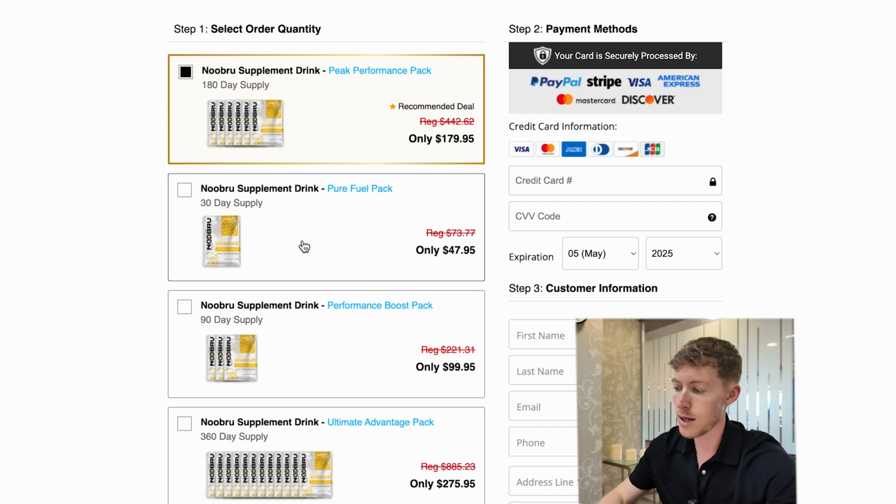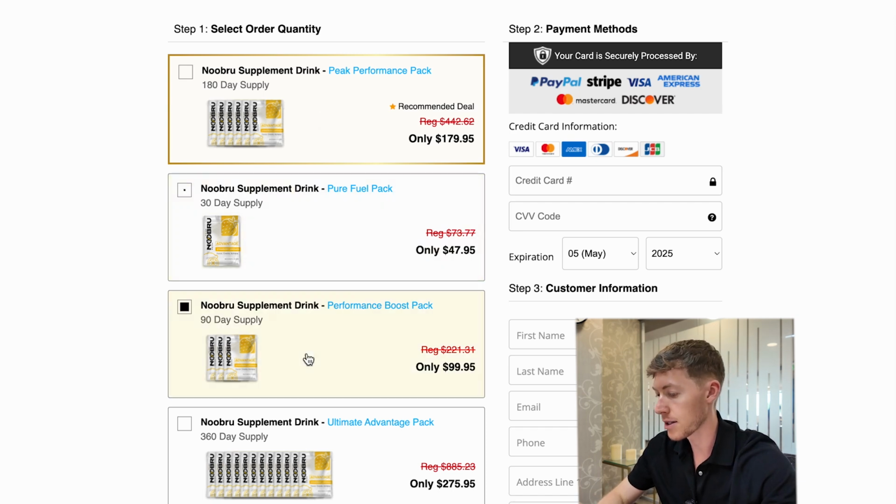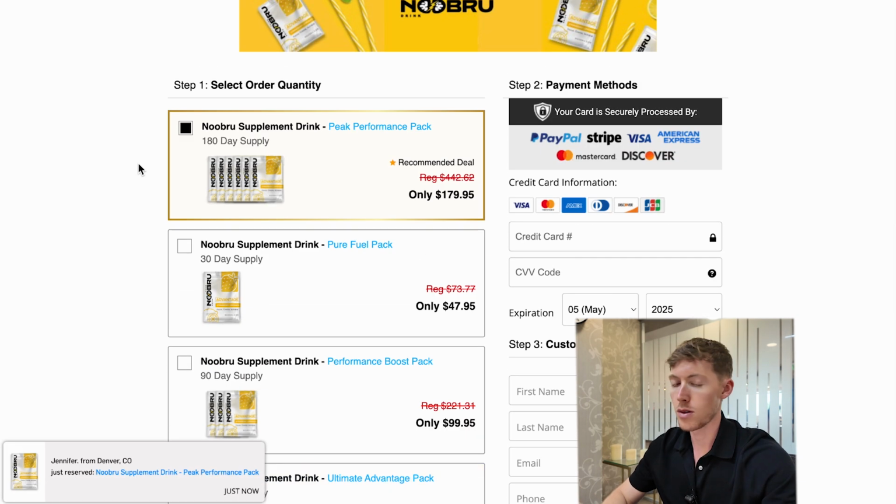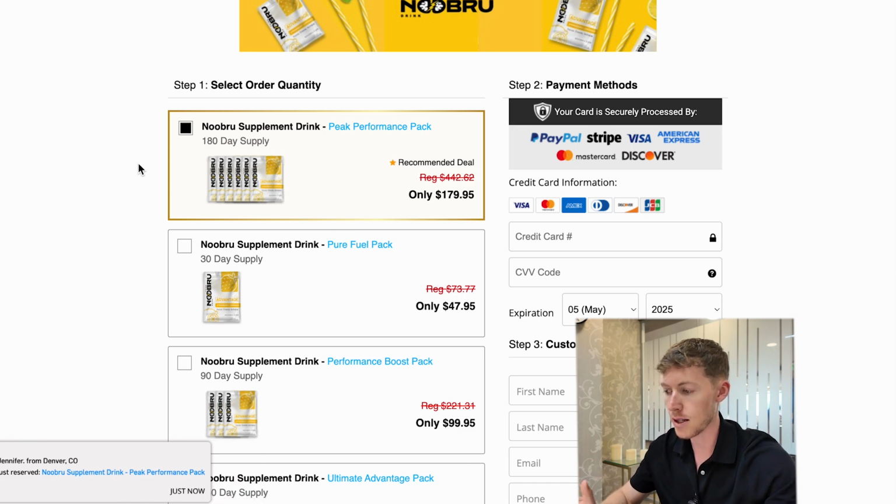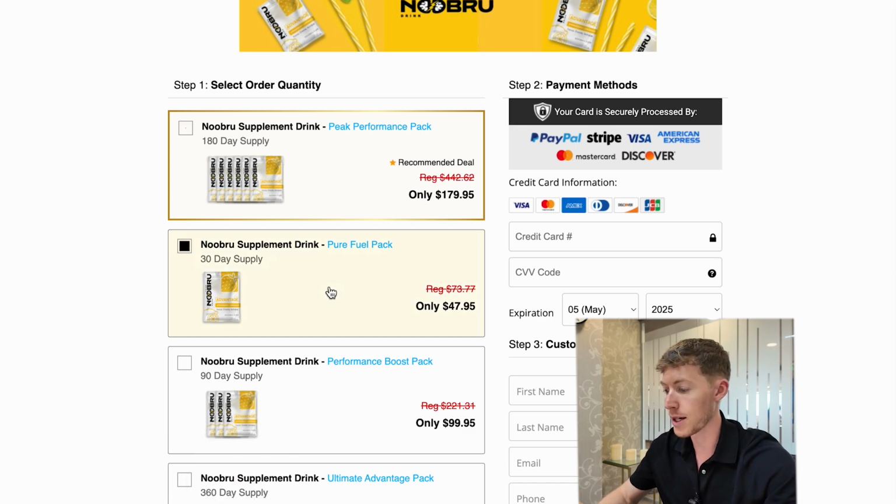So what we're doing here is we're saying you could buy a 30-day supply, 90-day supply, 180-day supply, or 360-day supply. Now, the reason why you adopt an offer structure like this is because you want to increase average order value. That is really the main goal here, right? If someone just buys a 30-day supply for $47.95, doesn't really give us a good AOV. But if someone buys 180 days, $179, that is a complete game changer.